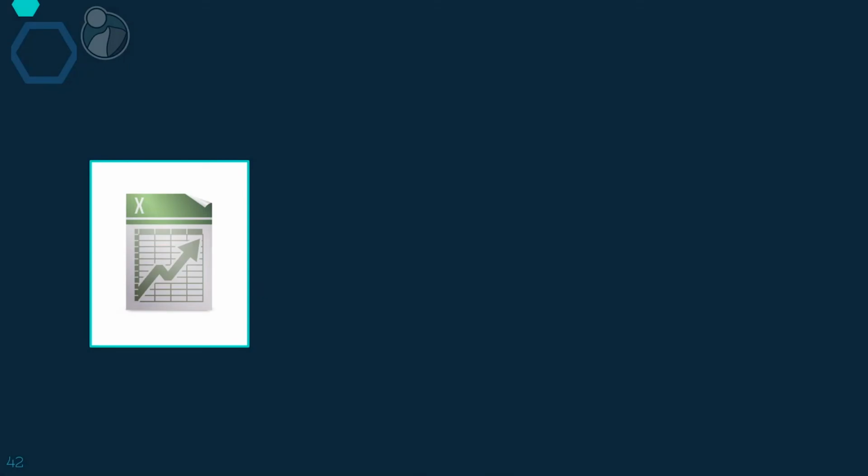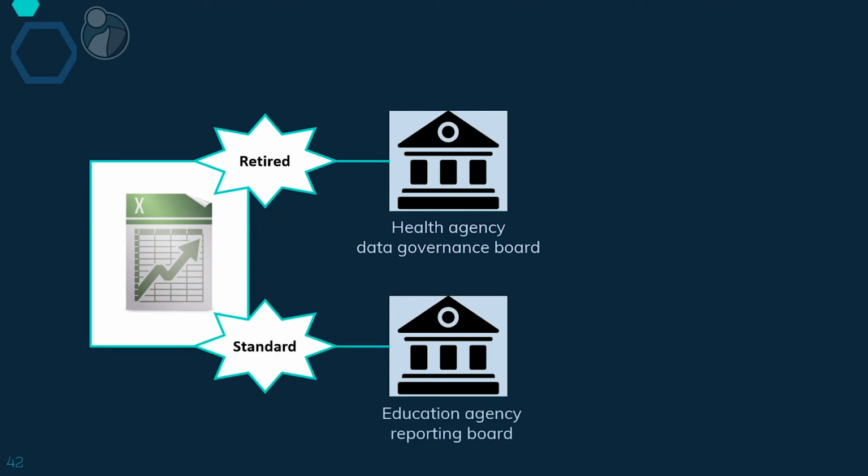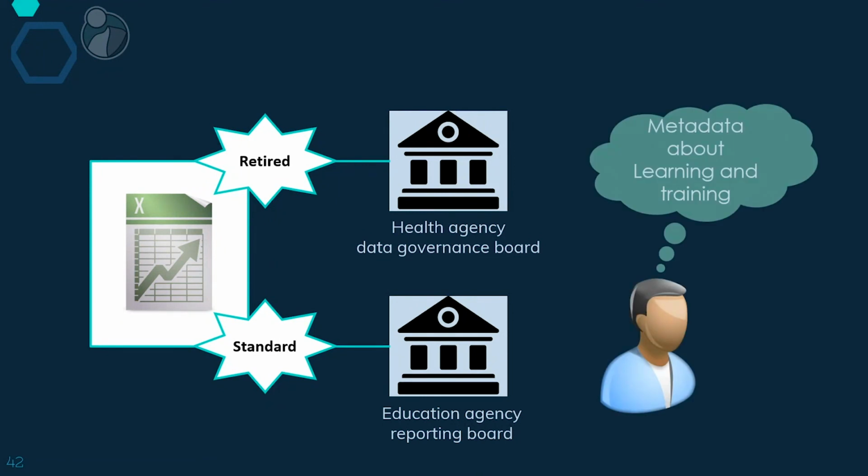As a tangible example, I might have some data that defines how to collect a person's information. And this might be endorsed by 2 different areas, a health agency data governance board and an education agency reporting board. One of them has endorsed this as a retired piece of information that should no longer be used, and one of them has reported it as a standard. The question then becomes for our data analyst, if I'm looking for data or metadata about training and learning, which one of these should I listen to? Which authority should I listen to know that this data is approved for use?